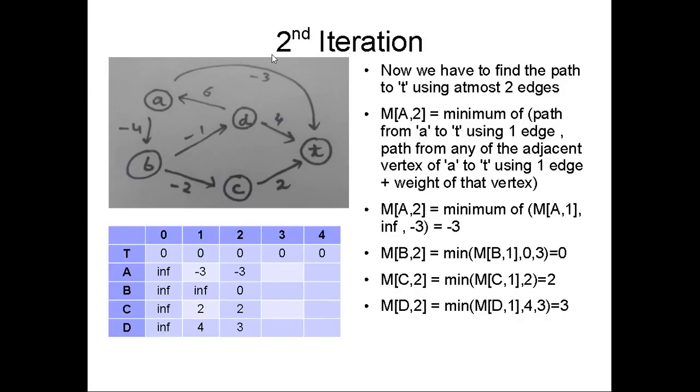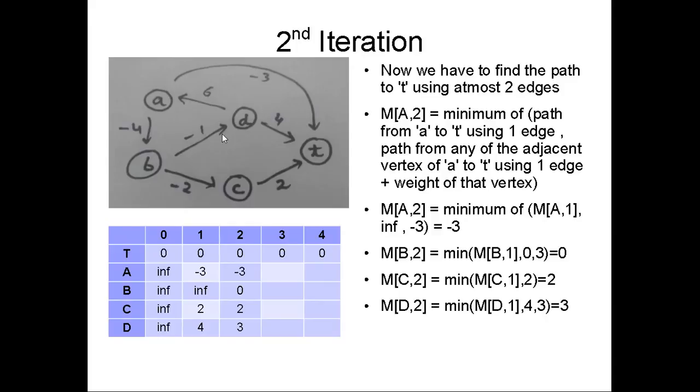Now let us calculate M of b comma 2. We know that M of b comma 1 equals infinity as we have calculated it in the earlier iteration. Now from b we can go to d or we can go to c. So let us first go to c. From b to c we can go in the path length of minus 2. Then from c we have to go to t using one edge. So we can do that in the path length of 2 as we have calculated it over here. So total becomes minus 2 plus 2, which is equal to 0. So we update it over here.